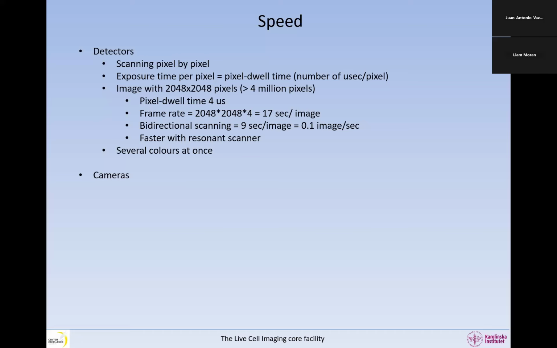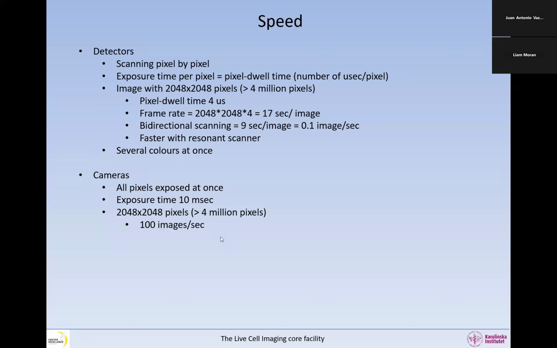Now, if we look at camera-based systems, all the pixels are exposed at the same time. So we're talking about millions of pixels at the same time. The exposure time can be, I wrote 10 milliseconds, but it can be smaller than 10 milliseconds. So it's extremely fast. And that's 10 milliseconds for all the pixels at the same time. So if we image 2048 by 2048 pixels, again, it's over 4 million pixels, and that leads to 100 images per second.